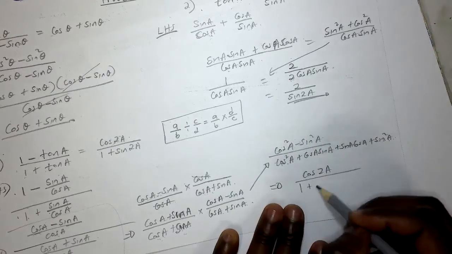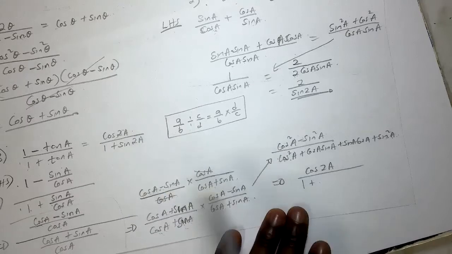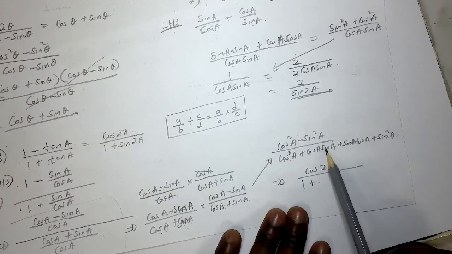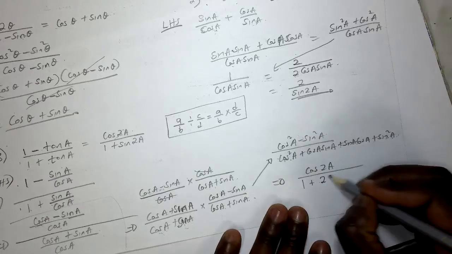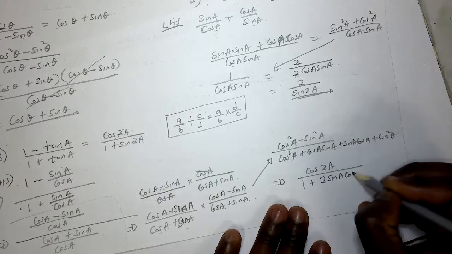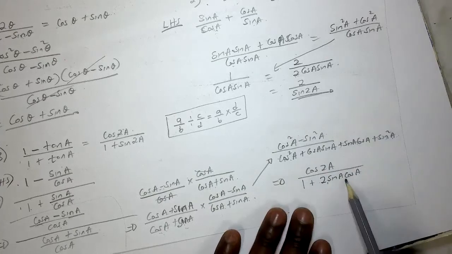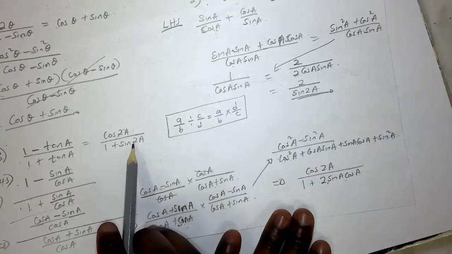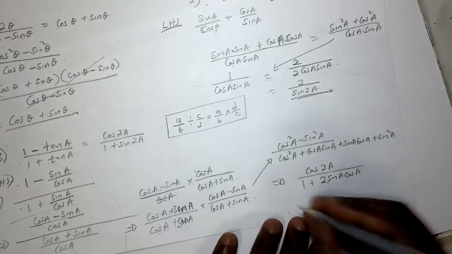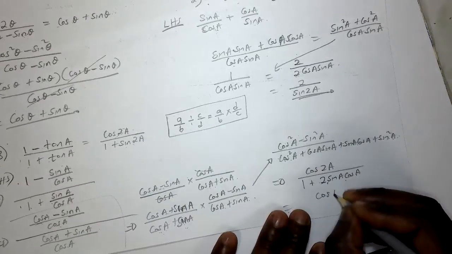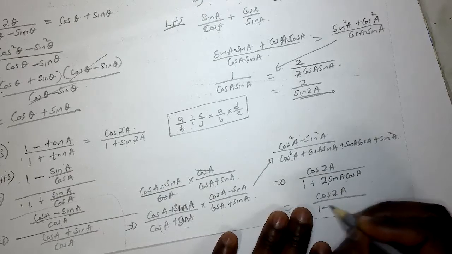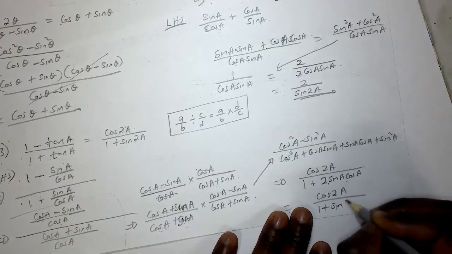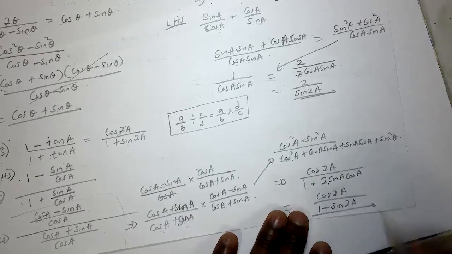Then plus, what are we having here? We are having cos A sine A plus sine A cos A. This is going to give us 2 sine A cos A, and 2 sine A cos A is the identity for the double angle, sine 2A. Then our final answer is going to be cos 2A over 1 plus sine 2A. Then proved. You have proved our identity.